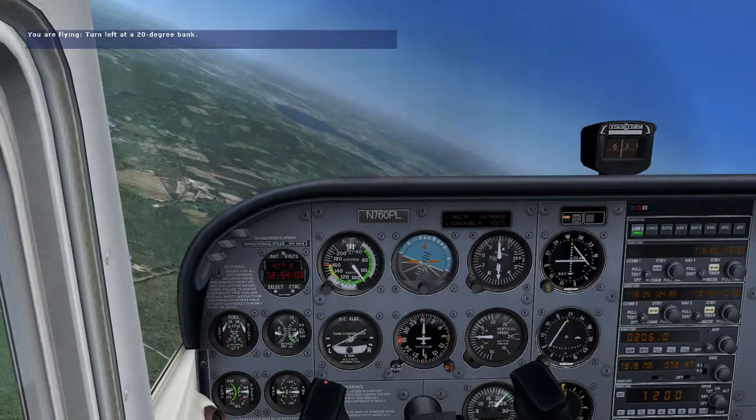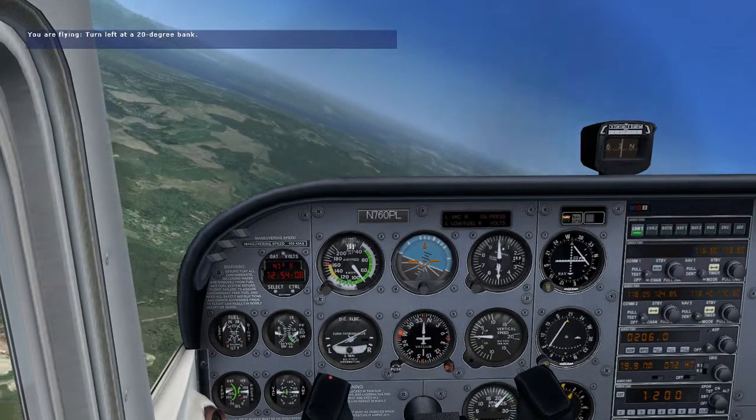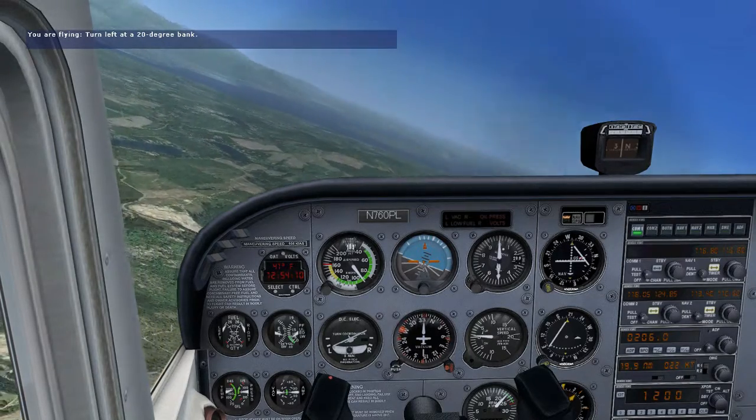While we are banked, take a second or two to peek outside. It's real pretty in this part of the country. Remember to always keep your primary attention on the attitude indicator.